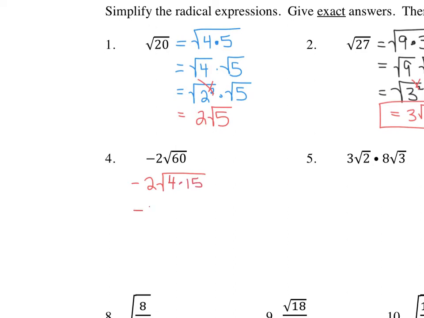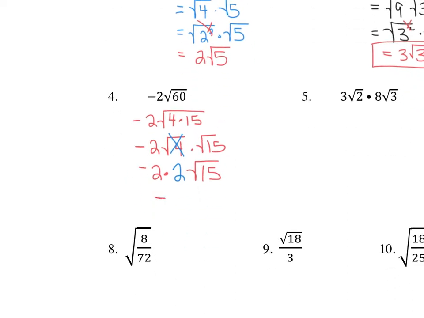Now you could separate these two, that's the product property, so it's square root of 4 times the square root of 15. The square root of 4 is another alternate way to write the number 2. So what we have here is negative 2 times, instead of square root of 4, we write 2 and then times the square root of 15. Negative 2 times 2 is going to give us negative 4 square roots of 15.